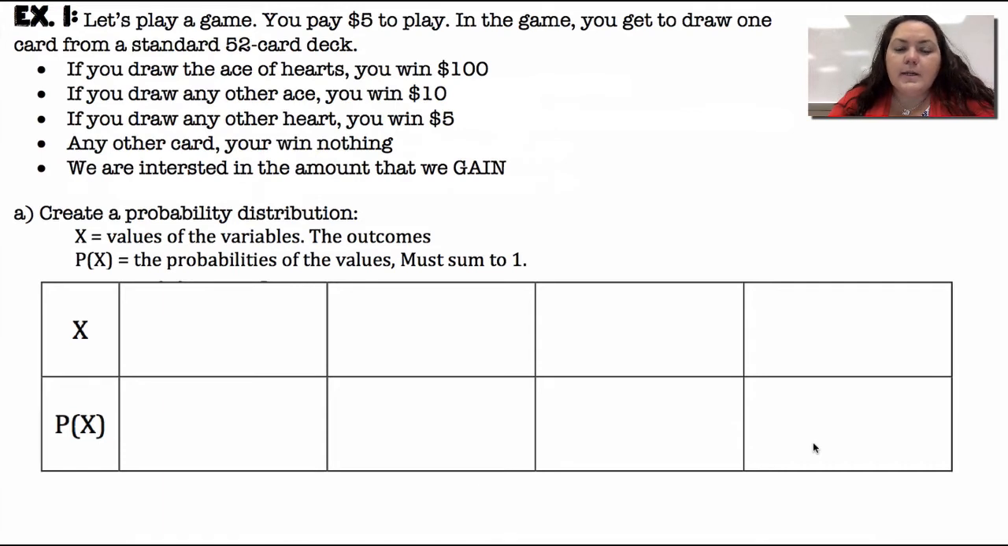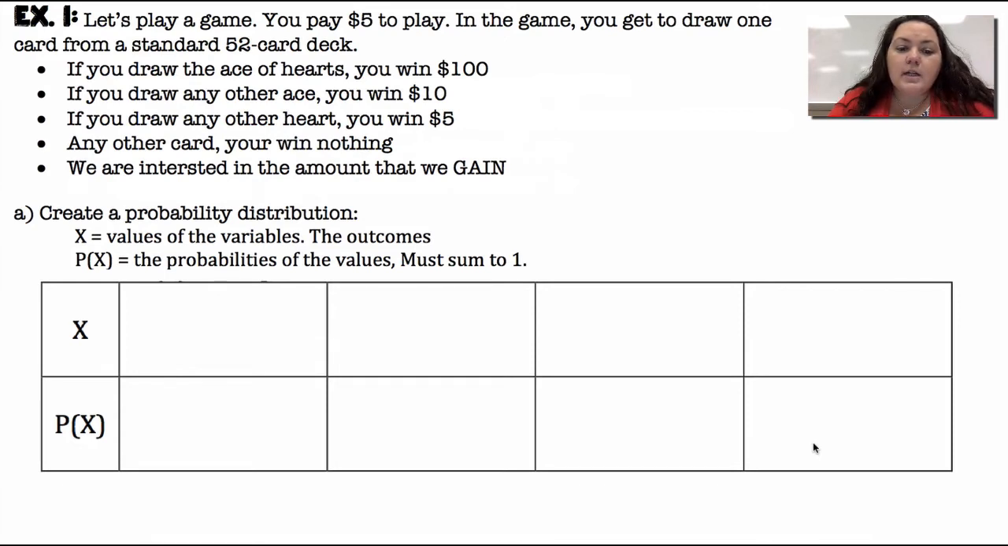Example 1, let's play a game. You pay $5 to play. In the game, you get to draw one card from a standard 52 card deck. If you draw the Ace of Hearts, you win $100. If you draw any other ace, you win $10. If you draw any other heart, you win $5. Any other card, you win nothing.